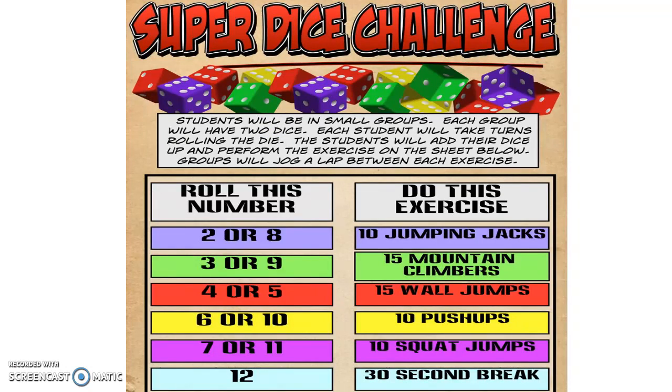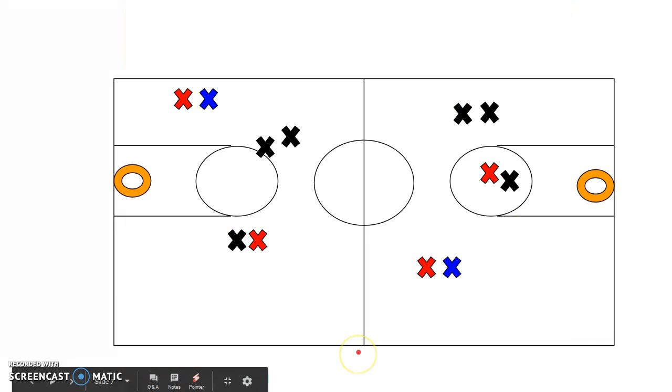In this game, students will be in small groups and they will have 2 dice, so a die per student. Each student will roll the die, and then they're going to add what's on their dice, getting some cross-curricular stuff going on in there. Then they're going to do the exercise that correlates with their addition on the dice. And following that, they're going to jog a lap around the basketball court.